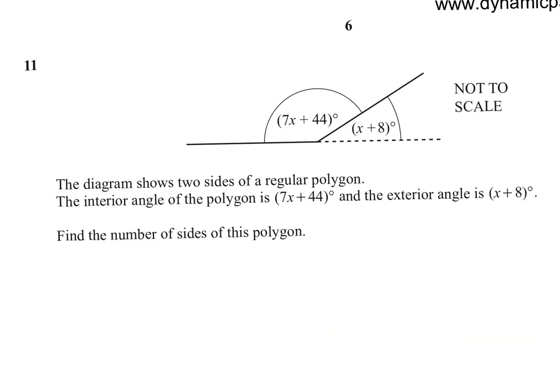Number 11. The diagram shows two sides of a regular polygon. The interior angle of the polygon is 7x plus 44, and the exterior angle is x plus 8. Find the number of sides of this polygon. How to find the number of sides? What is the relation between the interior angle and the exterior angle for any polygon? It adds up to 180. So 7x plus 44 plus x plus 8 equals 180.